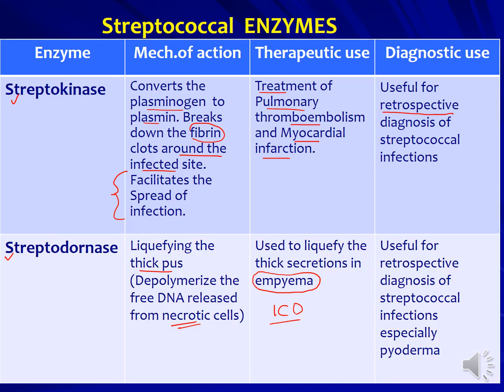So what we do is we introduce the streptodornase enzyme into the pleural cavity, and then the thick pus will be liquefied and drained easily. And again, the antibodies produced against streptodornase are useful for the retrospective diagnosis of streptococcal infections, especially in glomerular nephritis or nephrotic syndrome secondary to pyoderma.